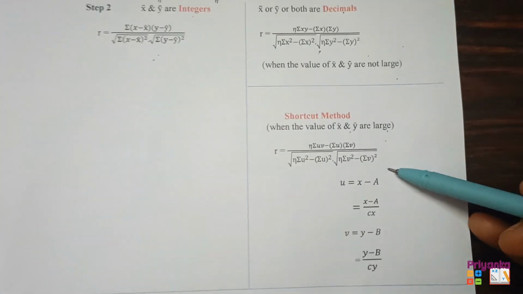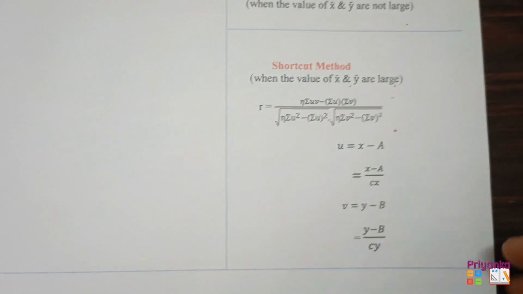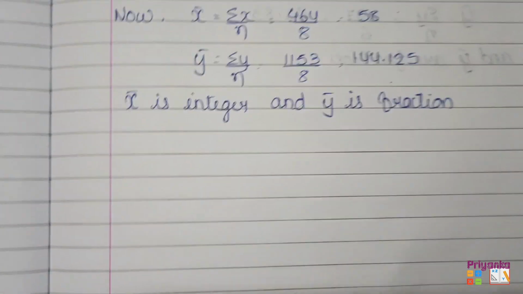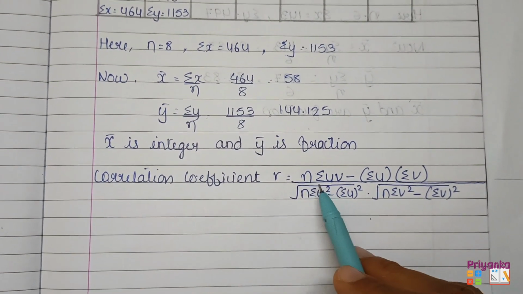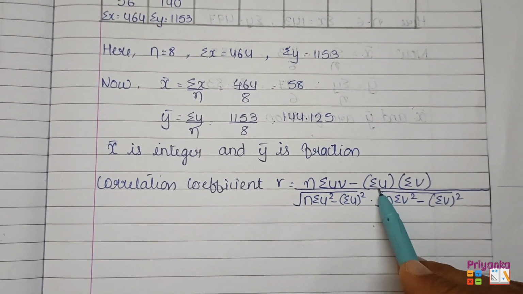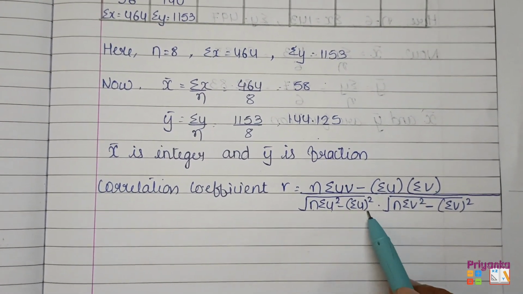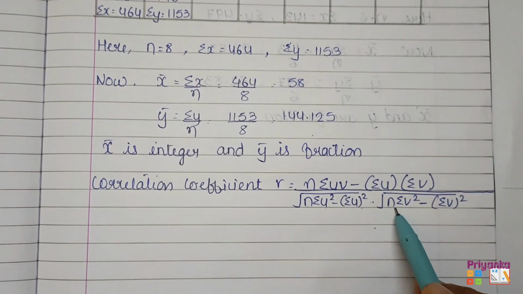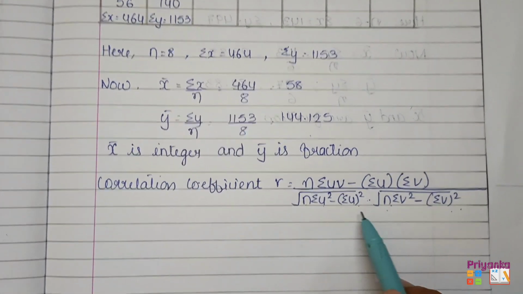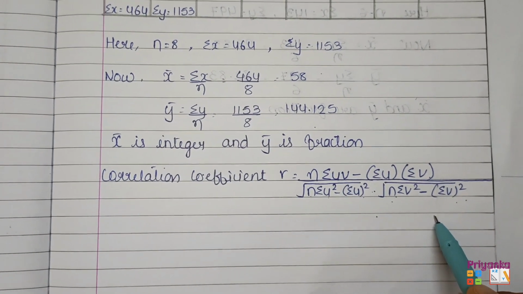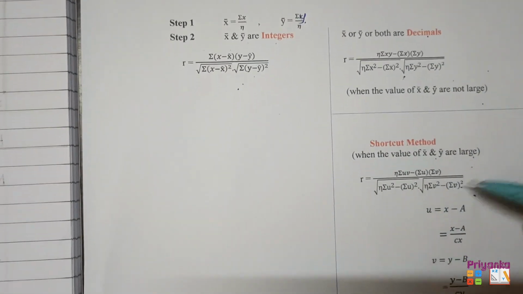So here we are going to introduce u and v. So let's first take the formula in the book. Here I wrote the formula of correlation coefficient, that is n sigma uv minus sigma u sigma v, under root n sigma u square minus sigma u whole square, under root n sigma v square minus sigma v whole square. This is very similar to the formula which we have done with xy. It's one and the same formula.